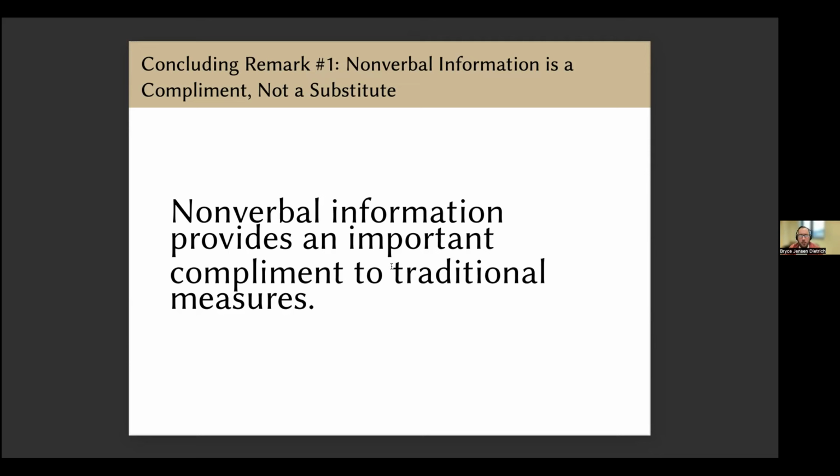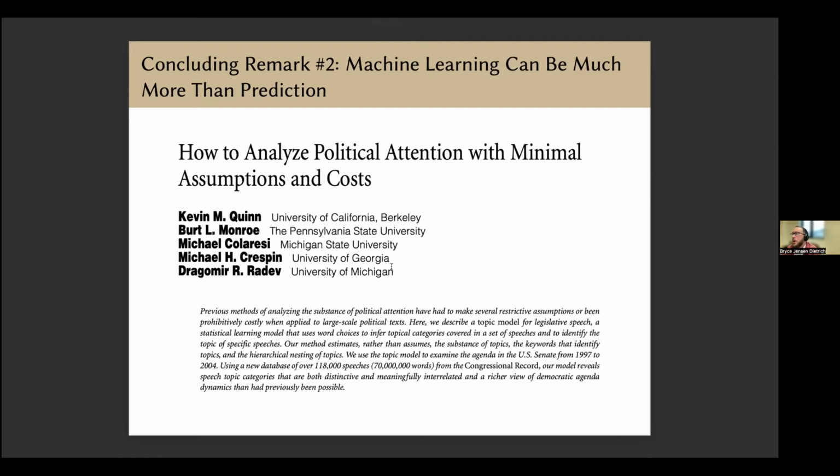The second concluding remark is about where I think machine learning is going and should go in social science research. So first, machine learning can be a lot more than just prediction.